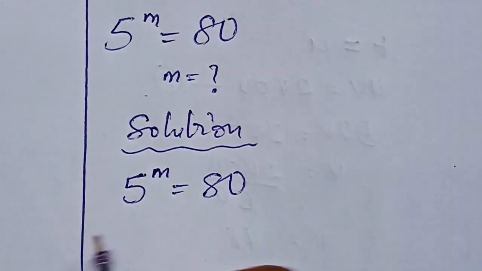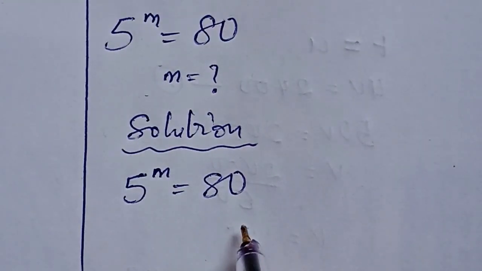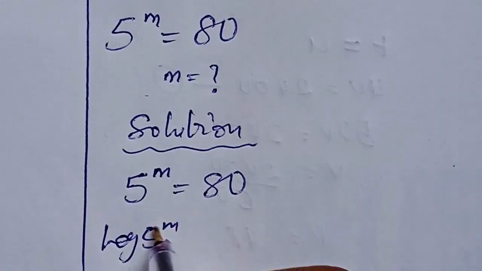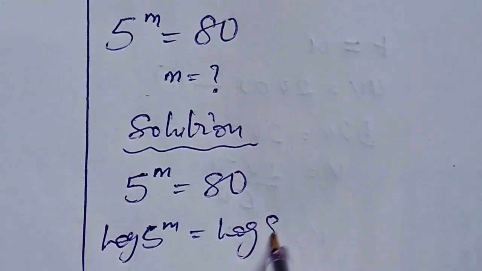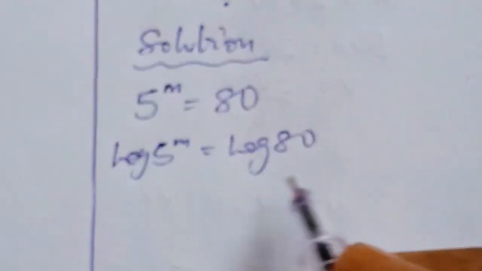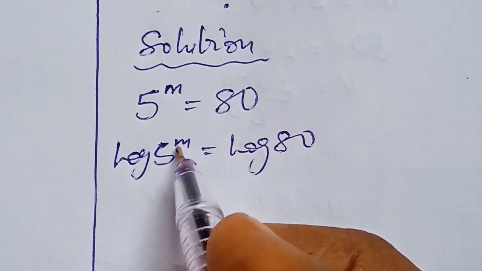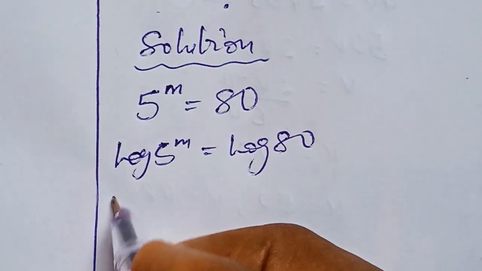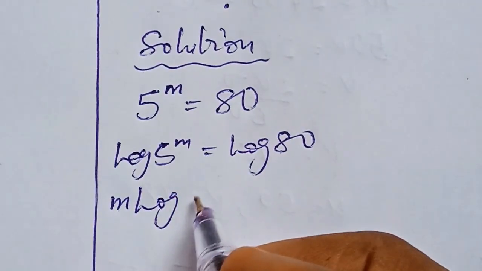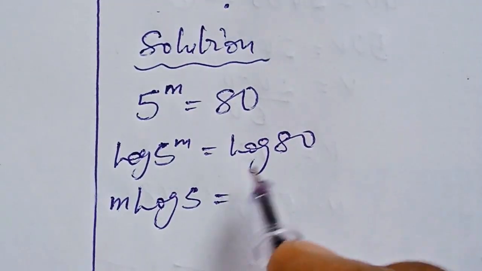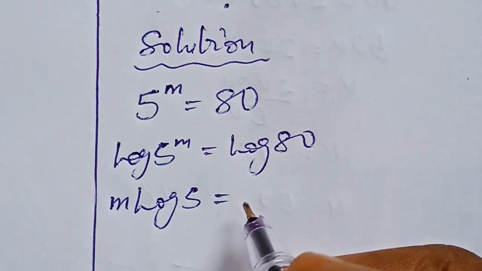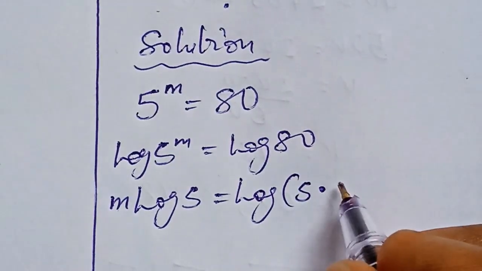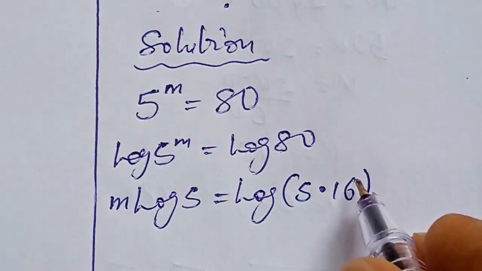So first thing first is to take the log of both sides of this expression. So we have log of 5 to the power of m equal to log of 80. Now we bring down this power to the base using the law of exponent. So we have m log 5 equal to log 80, which can be simplified as log of 5 multiplied by 16.